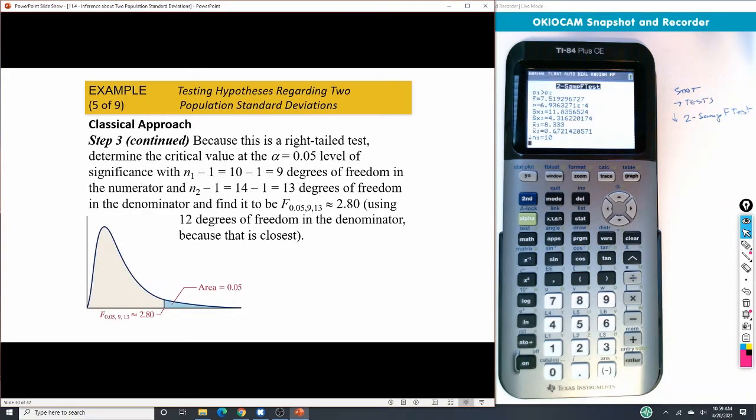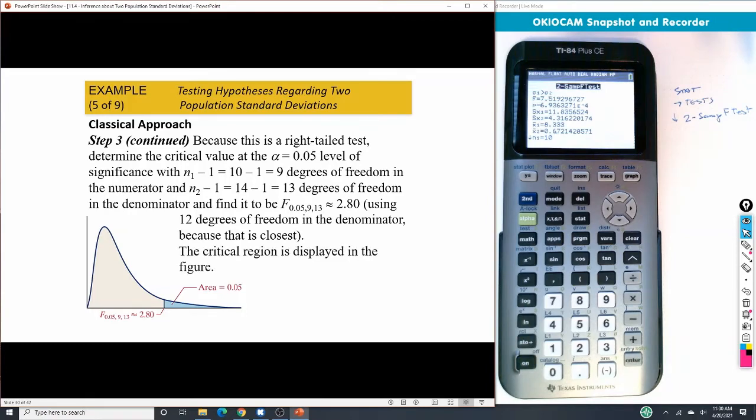Now we got to go in and look at our degrees of freedom with these pieces. There were 10 in the first one, 14 in the second one, so our degrees of freedom are 9 and 13 for those. Our first one's our numerator, and our second one is the denominator. If we look at a level of 0.05 significance, we do our F of 0.05 for 9 and 13, and we get 2.8 if we go to our table.